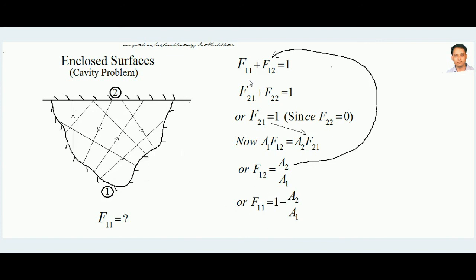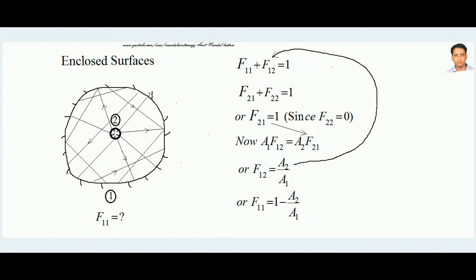That's it. So once again I summarize that F₁₁ plus F₁₂ equals to 1 by summation rule. Similarly with respect to surface 2 also, F₂₁ plus F₂₂ equals 1. But F₂₂ is 0, the reason being it is a flat surface. So keeping the value F₂₁ equals to 1, now since the surfaces are under thermal equilibrium, A₁F₁₂ must be equals to A₂F₂₁. Keeping this value of F₂₁ over here, ultimately F₁₂ comes out to be A₂ by A₁. So keeping the value of F₁₂ over here, I am getting F₁₁ equals to 1 minus A₂ by A₁.